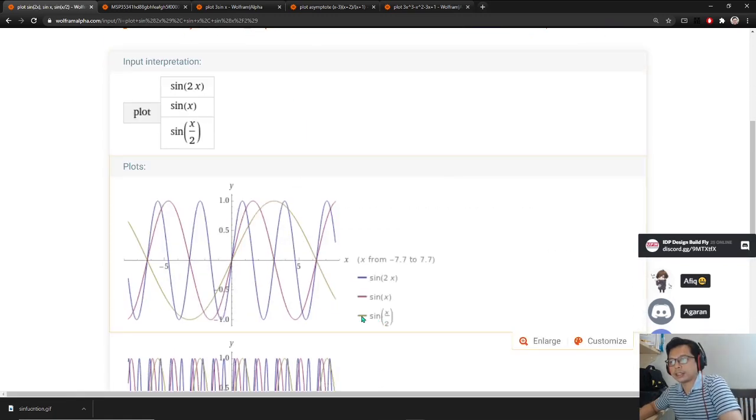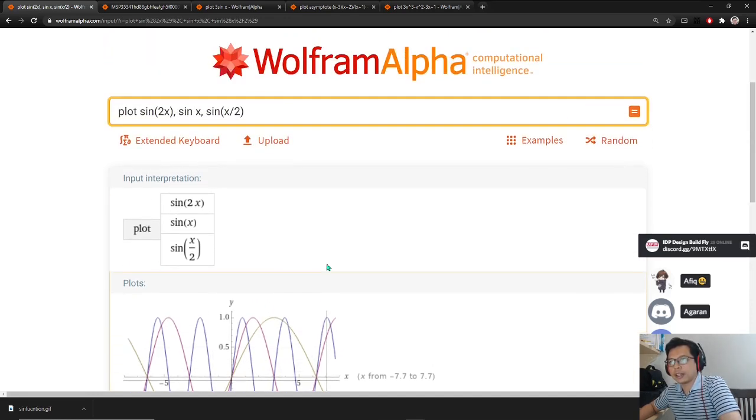Look at that, the yellow one. You're going to double the period. The purplish one, purple, magenta, I don't know, that's sine x. If you put x over 2, half times x, you are effectively doubling the period. Okay, all right.